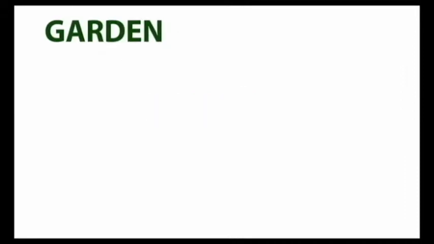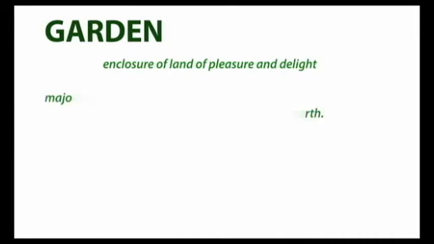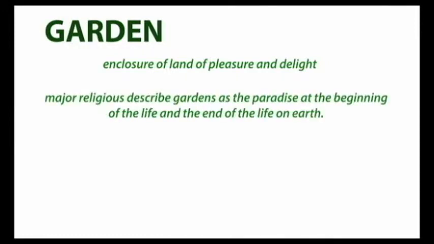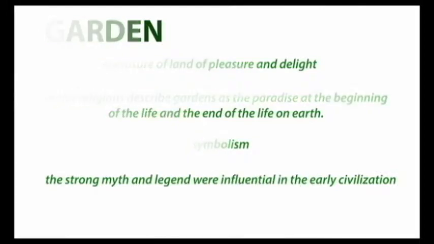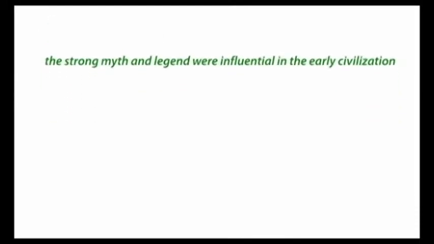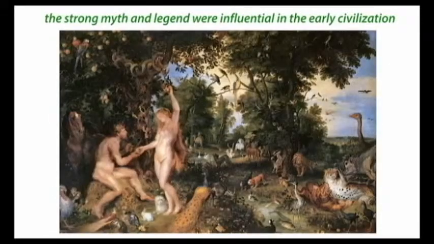The origin of the garden. Gardens are enclosures of land for pleasure and delight. Most of the major religions describe gardens as the paradise at the beginning of life and the end of life on earth. In addition to the symbolism attached to gardens, early civilization attributed special meaning and significance to certain trees and plants. The strong myth and legend were influential in the early civilization, such as the Garden of Eden in which God placed Adam and Eve.